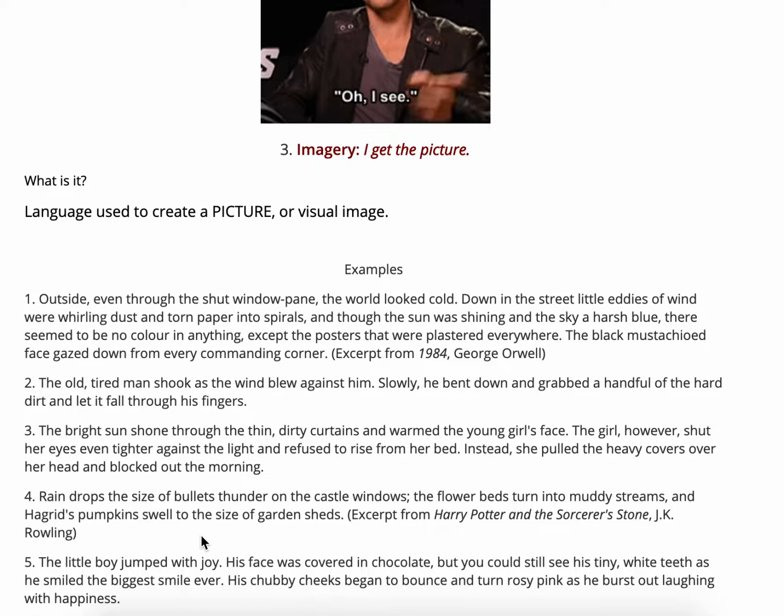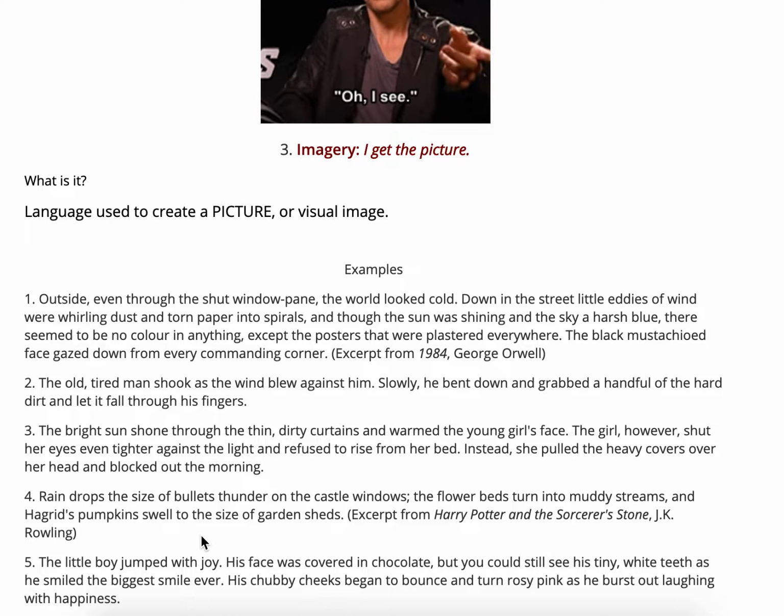So raindrops the size of bullets. Have you ever been outside when it starts to rain and it's real big raindrops and it almost hurts, right? They're coming down and it's hard. Those are the type of raindrops that are coming. And it's thundering against the castle windows. So it's making a noise against the actual windows. And we all know what that sounds like. It doesn't rain that often in Texas, but we know what it's like when the rain does hit the windows. So now you can actually not only see it, but maybe you're hearing it in your head.